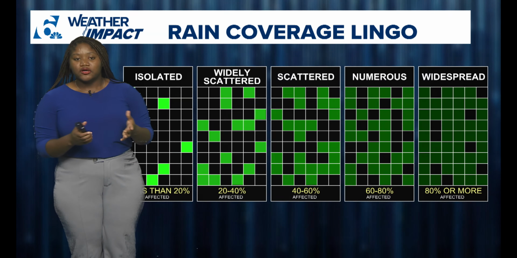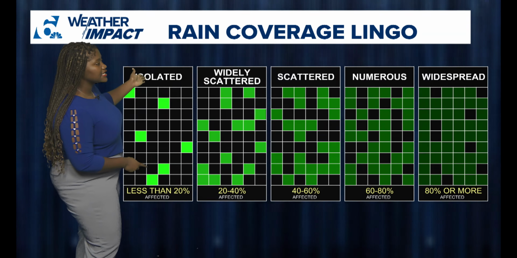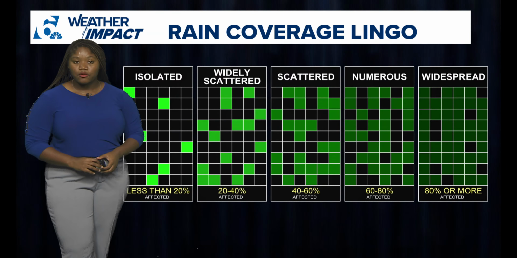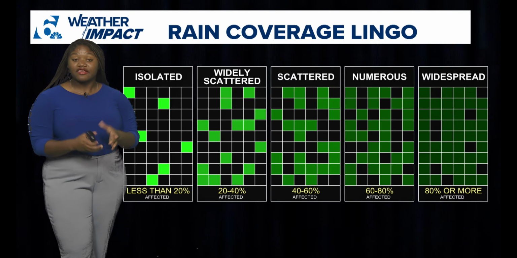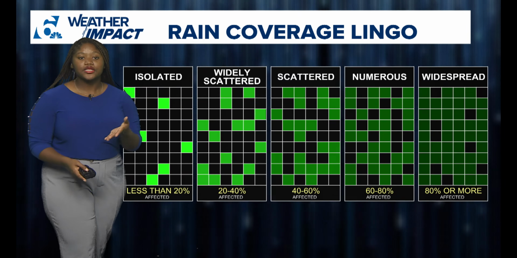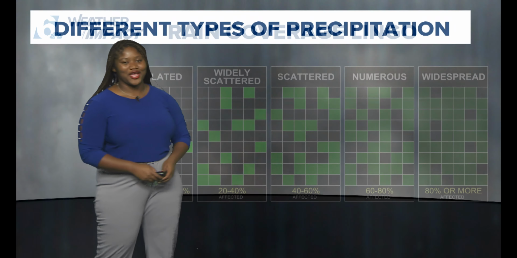But again, most of us and all of us need to carry our umbrellas, whether we're talking about an isolated chance for rain or a widespread chance for rain, because again, those showers could be outside your front door. And even with isolated activity, heavy downpours are possible, including the chance for scattered showers or thunderstorms. So always have your rain gear handy.